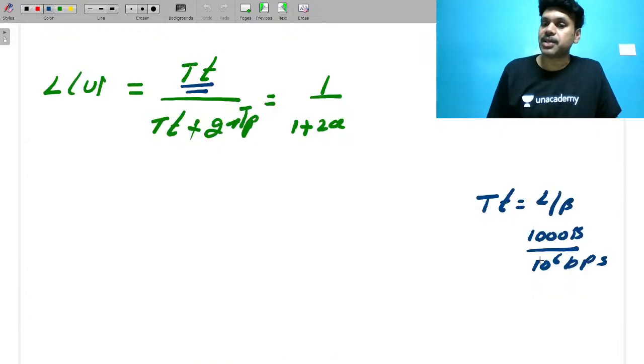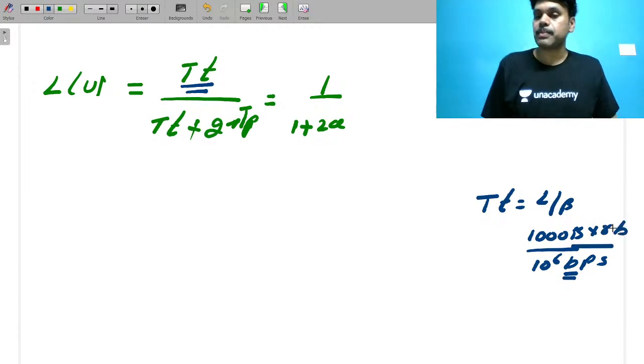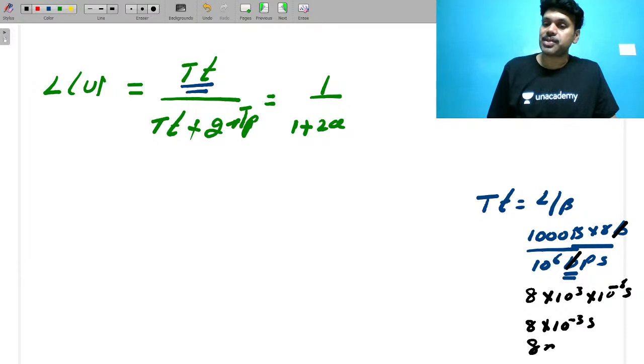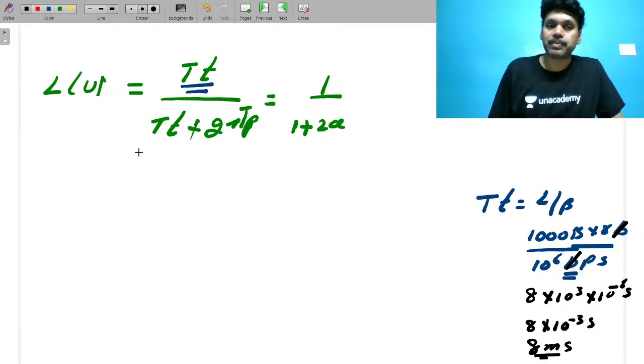Now let us calculate TT. The numerator is in bytes, so convert into bits, which is 8 into 10 power 3 into 10 power minus 6 s, which is nothing but 8 into 10 power minus 3 s. This is nothing but 8 ms. So you have converted it into 8 ms. So let us keep it here.